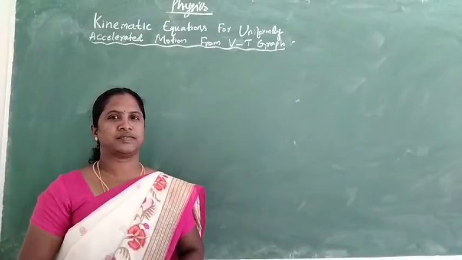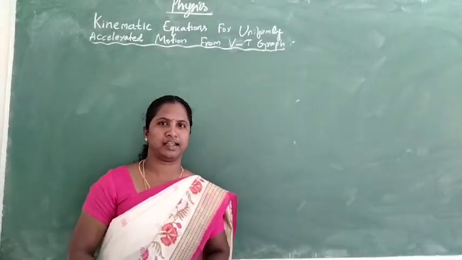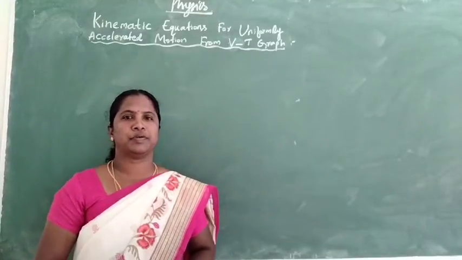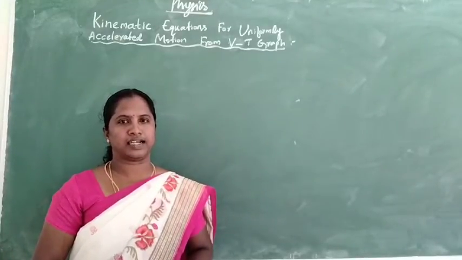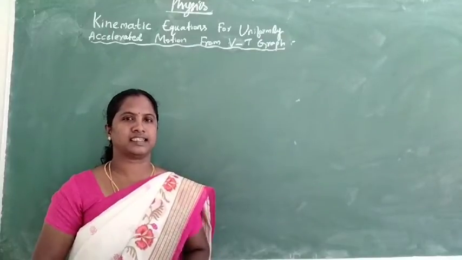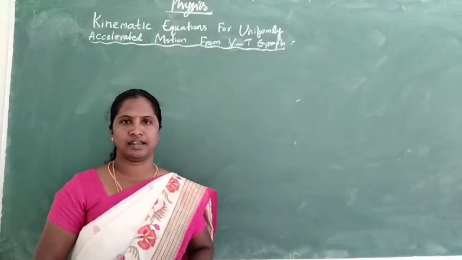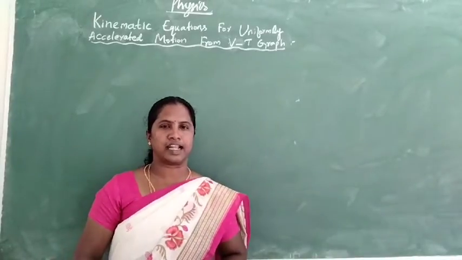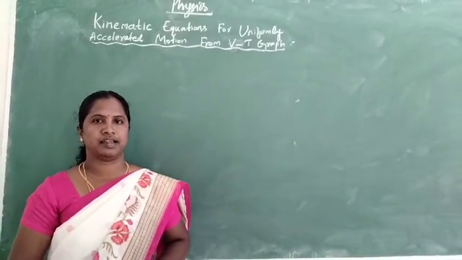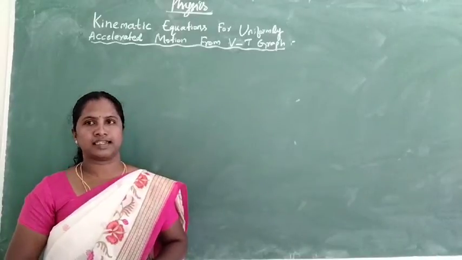In last classes, we have discussed the terms speed, velocity, acceleration, and also we defined the position time graph, what is velocity time graph and acceleration time graph. So these are the basic terms we have discussed in the last class. So today let us discuss the kinematic equations for uniformly accelerated motion by velocity time graph.